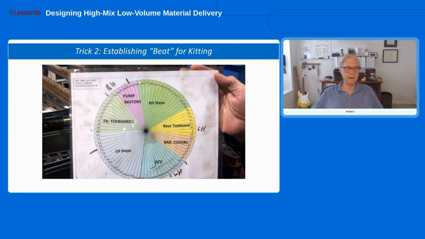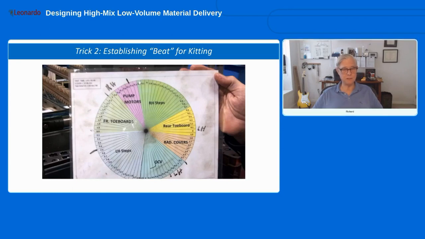So in this case, they created a visual tool. This showed the work required in a kitting area to build some of these sub-assemblies and stock a cart for delivery to the line. You can see here steps, toe boards, covers.